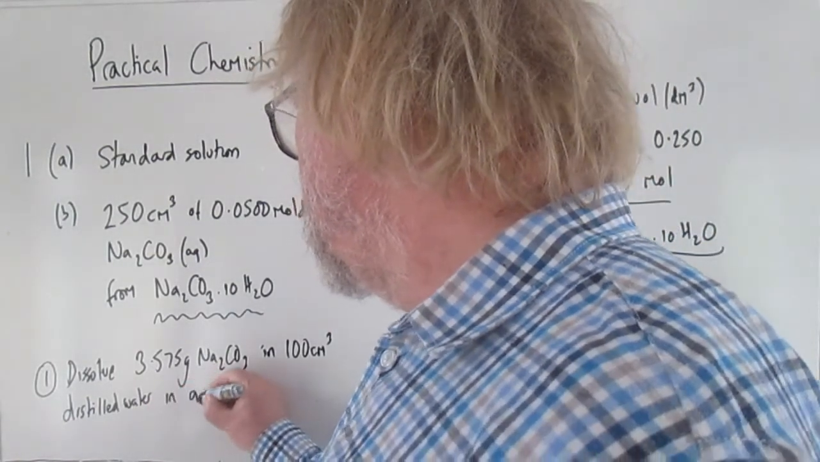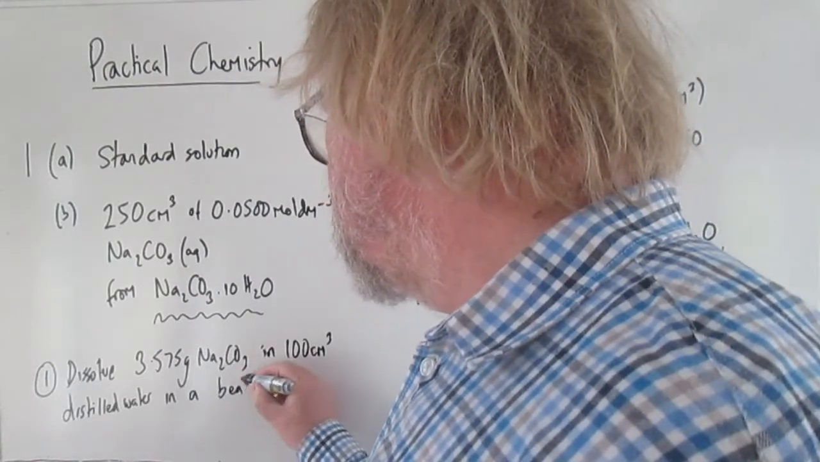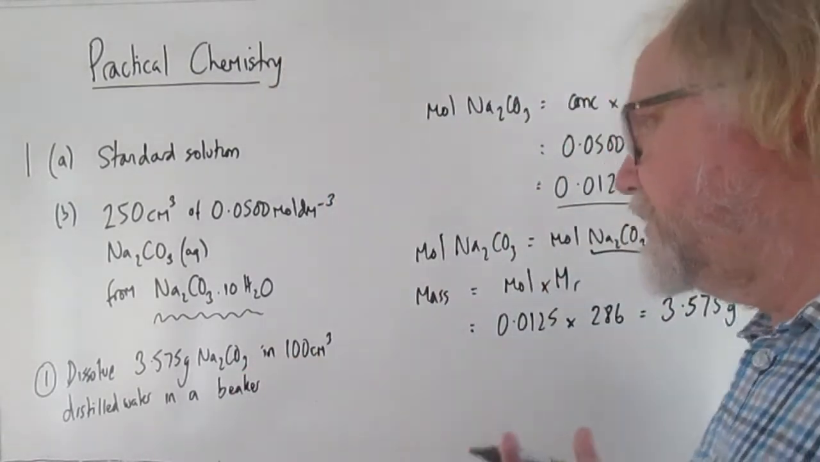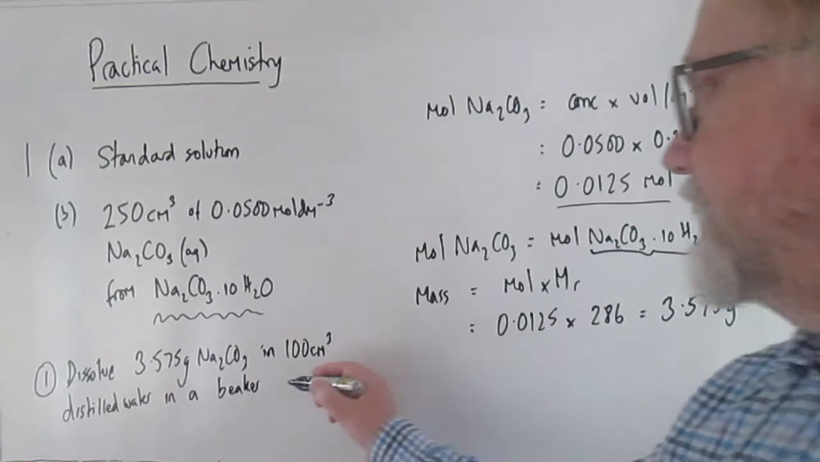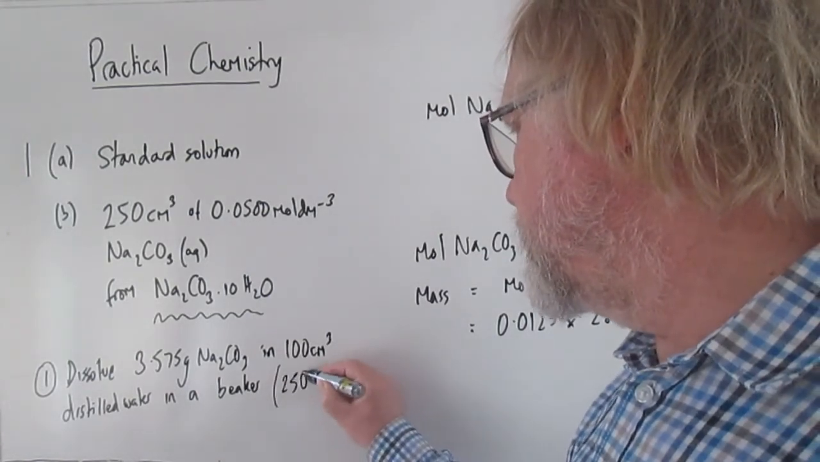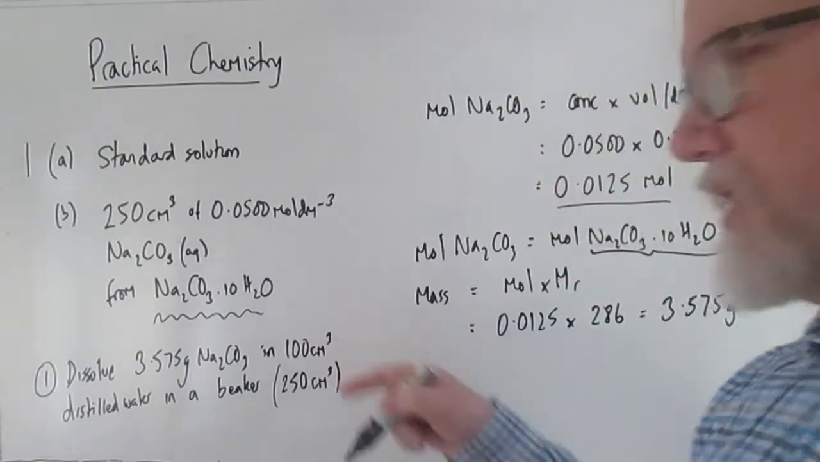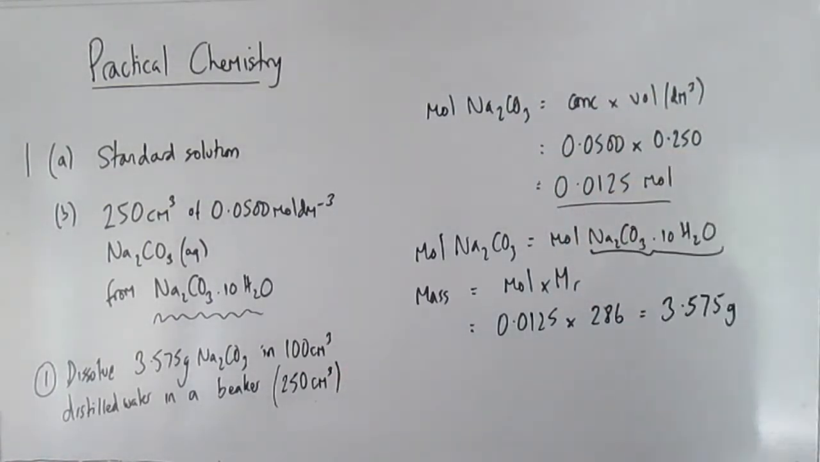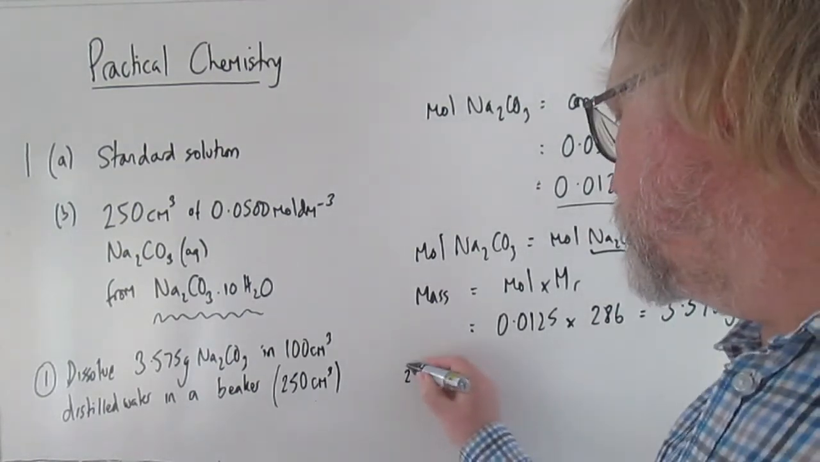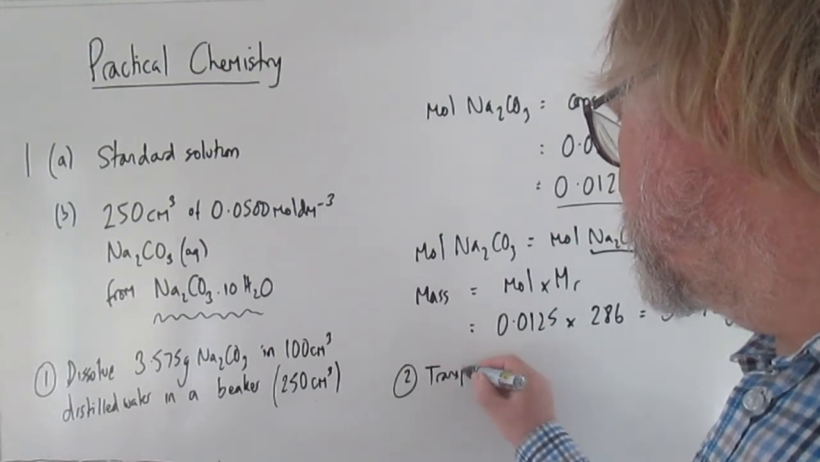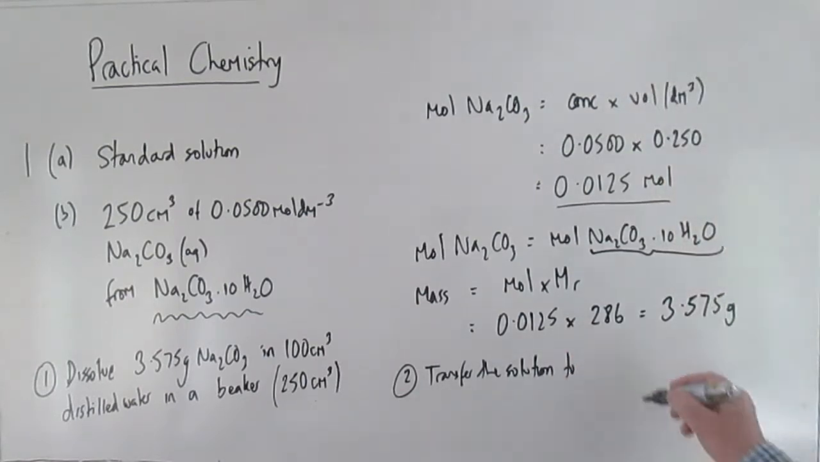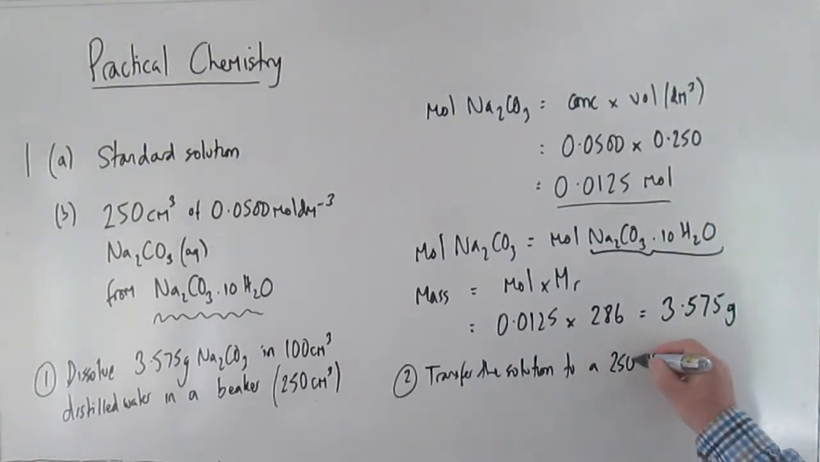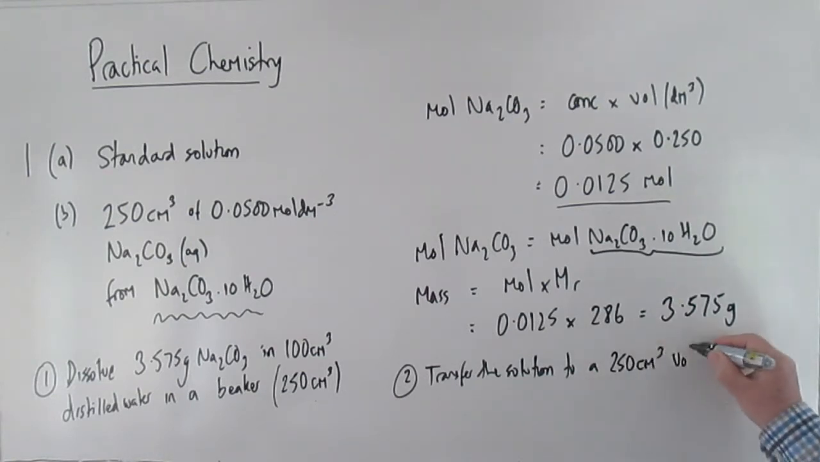So in a beaker, and a sensible size of beaker. Whenever you're talking about equipment like this with a particular volume, you should try and specify what the volume would be. So something like a 250 cm cubed beaker would be fine. Obviously not a 100 cm cubed one, because then it's going to be full and you can't stir it round properly. So that would be the thing. So then you transfer the solution to a 250 cm cubed volumetric flask. So again, it's important to specify the size. 250 cm cubed volumetric flask.